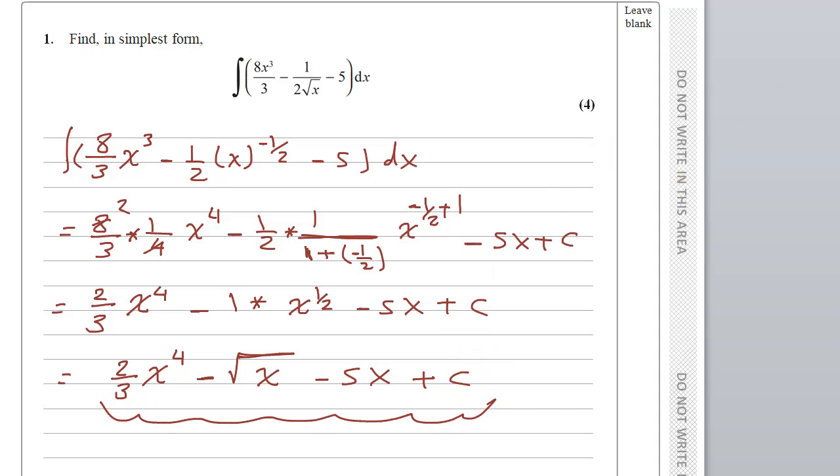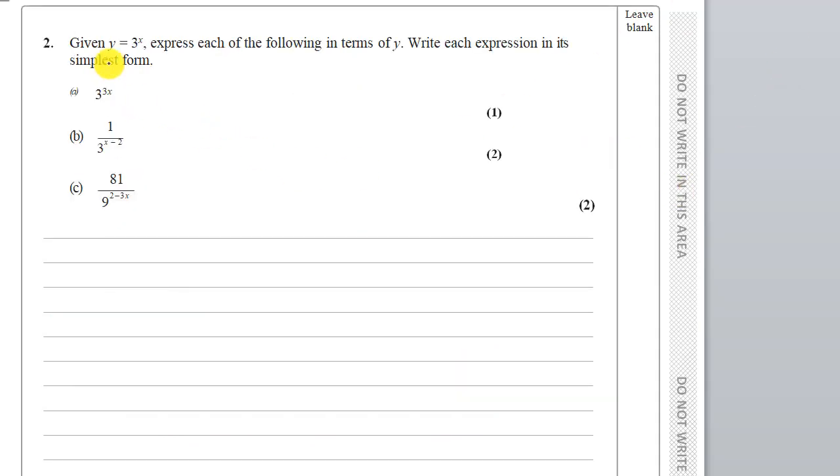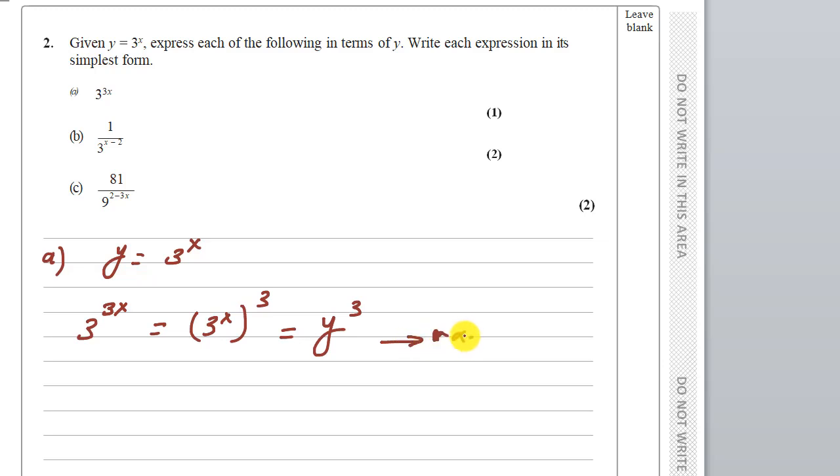Let us go ahead to another one. Now, given y is equal to 3 to the power x, express each of the following in terms of y. Write each expression in its simplest form. 3 to the power 3x. So this is A. We have y equal to 3 to the power x. Now, 3 to the power 3x is equal to 3 to the power x, cubed. So it's equal to y cubed. This is the answer of the first part.